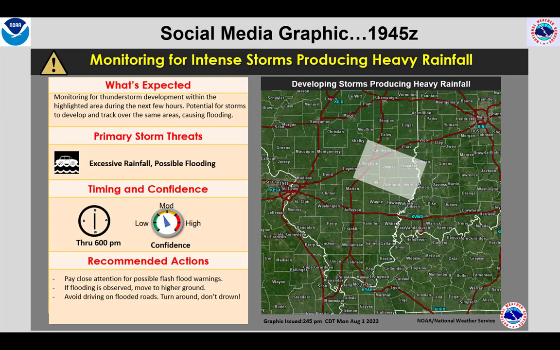At this point, I could design a social media graphic that indicates the area of heavy rain potential over southeastern Illinois, with my graphic valid through 6 p.m. I indicate a low-end moderate level of confidence, not higher, since we don't have any storms yet and uncertainty is still considerable. This is my area of concern for the late afternoon and early evening hours.